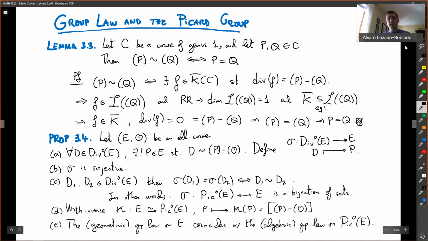Algebraic in the sense that it's just algebra, it's just abstract algebra. Of course, the geometric group law, you can also say it's an algebraic group law because it's just algebraic equations. Okay, so let's prove this here. Let me fix this. That's not a good sign.